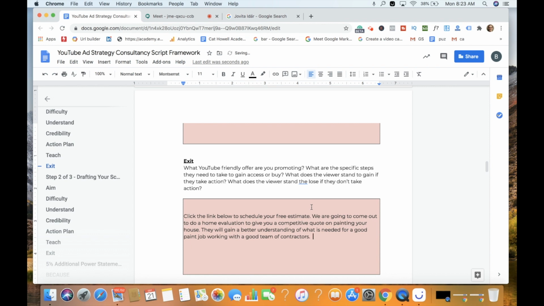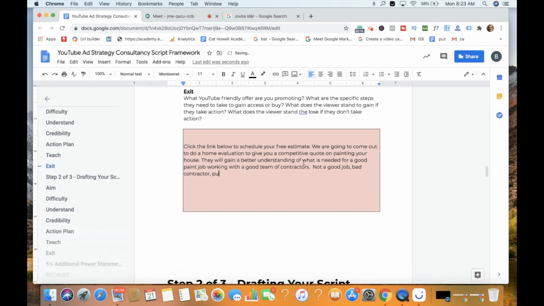What would they lose, too? What's the other side of that? We briefly talked about it: not a good job. Yeah, they might hire a bad contractor. They might put it off and then not be happy with their house for longer than necessary. They may be unhappy with their house for longer than they need to be.